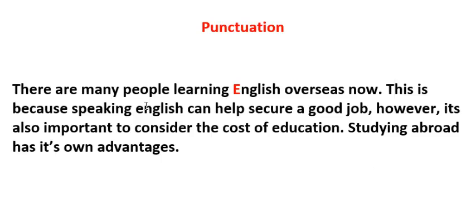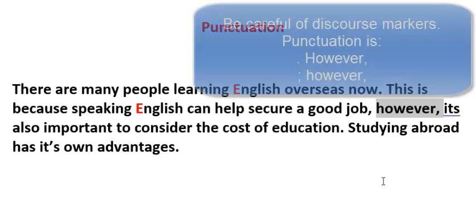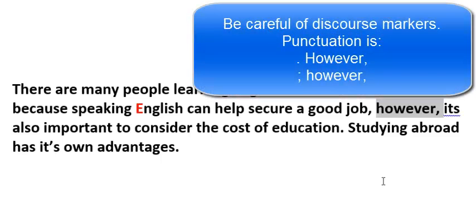This is because speaking English, here again we have our proper noun that we need to capitalize, can help secure a good job. However, it's also important. We have two mistakes here. This kind of word is called a discourse marker. They're like signposts that tell our reader which direction we're going in. However, the grammar of discourse markers is very particular. I've tried to use it with a comma, but I can't.